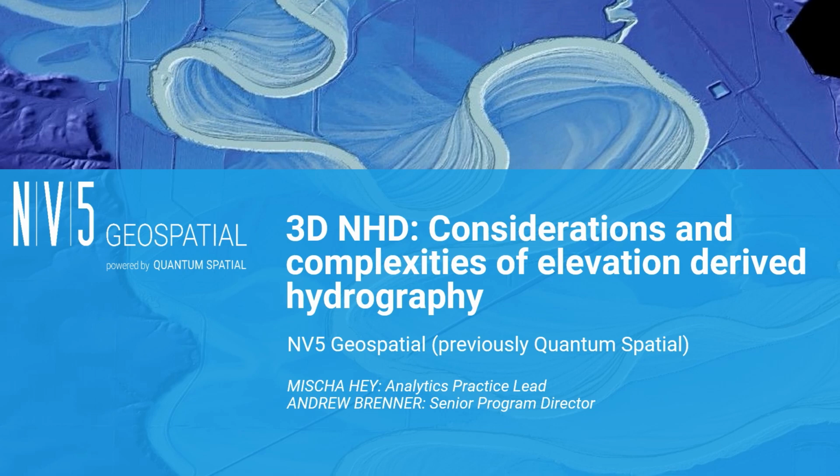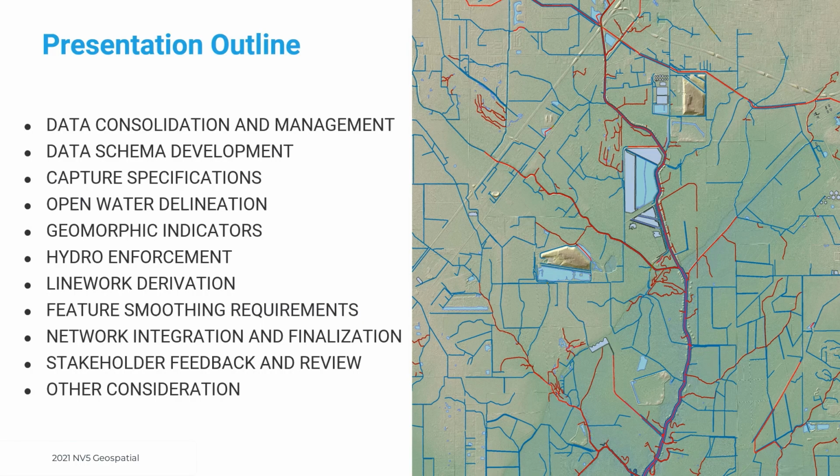Today I'm going to be talking about some of the considerations and complexities of elevation-derived hydrography to support the 3D National Hydrography Dataset. So we're going to cover data consolidation and management, data schema development, the capture specifications, open water delineation, geomorphic indicators, hydro enforcement, line work derivation, feature smoothing requirements, network integration and finalization, stakeholder review and feedback, some of the other considerations. And we're not going to go into a lot of detail. These are all going to be pretty high level overviews of these various components.